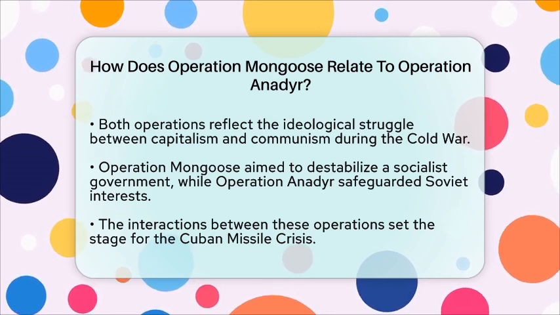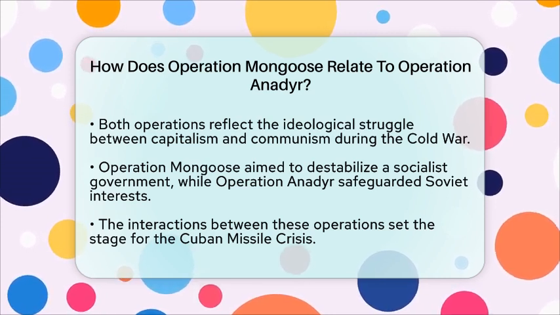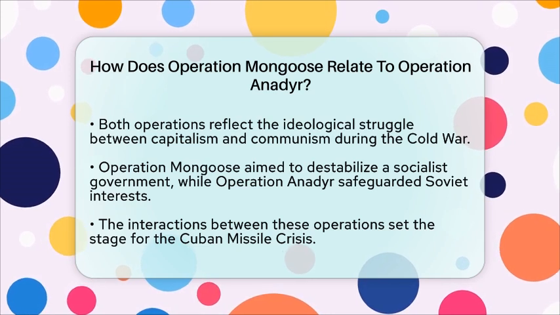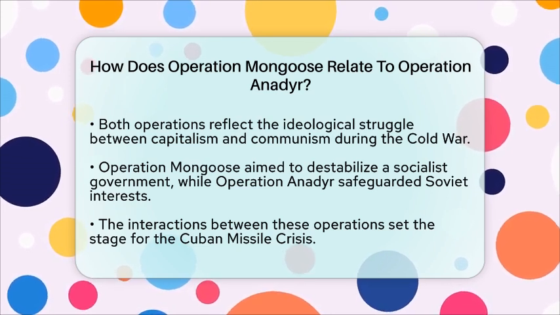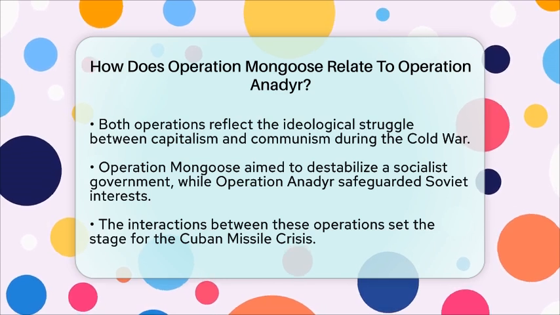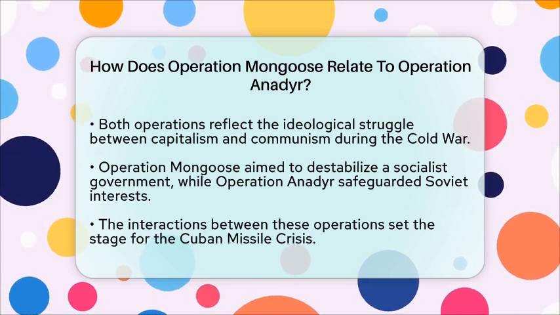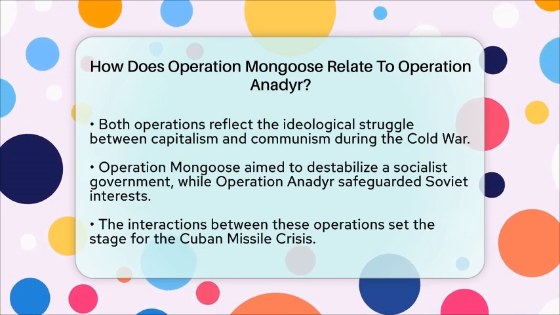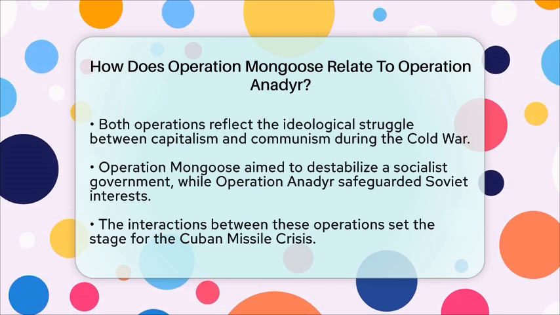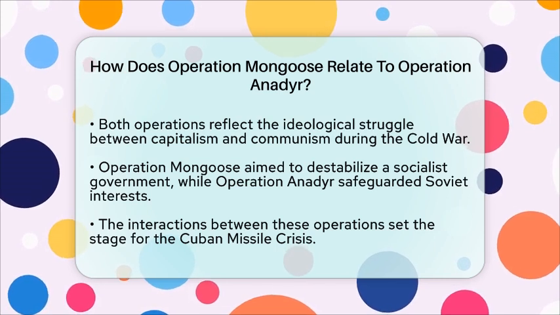In summary, Operation Mongoose and Operation Anadyr are closely linked through the escalating tensions of the Cold War. The United States' covert actions against Cuba prompted the Soviet Union to take significant steps to protect its interests in the region. This dynamic ultimately set the stage for the Cuban Missile Crisis, a critical moment in Cold War history.